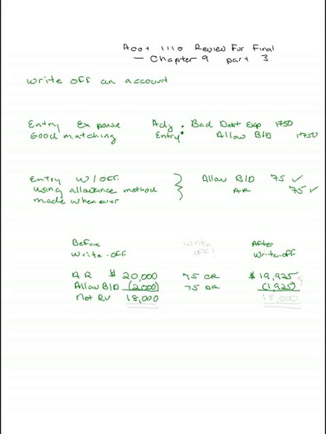And my net realizable value is still $18,000. Before the write-off, I expected to collect $18,000. Then some of what I thought would happen did happen. I wrote something off. After the write-off, I still expect to collect $18,000. What I've done is show some of what I knew was going to happen up to my accounts receivable. It doesn't change net realizable value. Just one last review of that's what I wanted you to see.